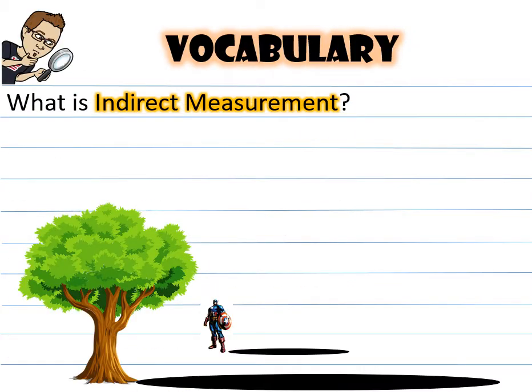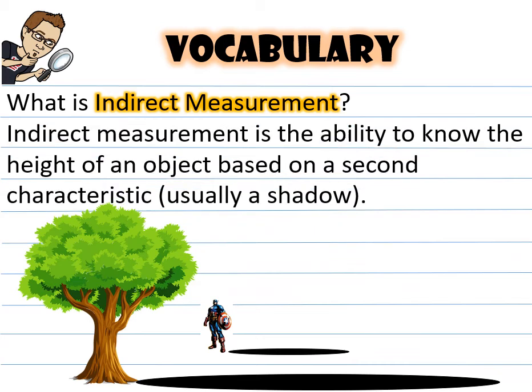What is indirect measurement? Indirect measurement is the ability to know the height of an object, like a tree that would be really difficult to get a tape measure out and measure, based on a second characteristic, usually a shadow, which would be easier to measure because it's laying on the ground.